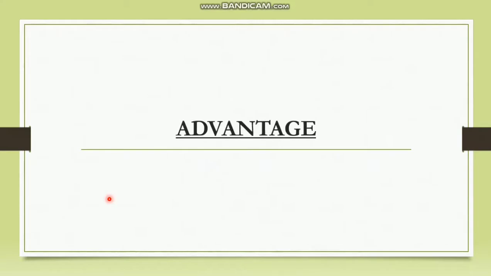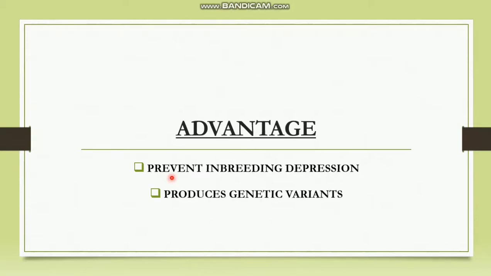And what advantage are we going to get through it? First advantage is that cross-pollination helps in preventing inbreeding depression, so the fertility and productivity of the plant can be maintained. Second, it results in the production of genetic variants, which will enable the plant to survive in different, diverse conditions.